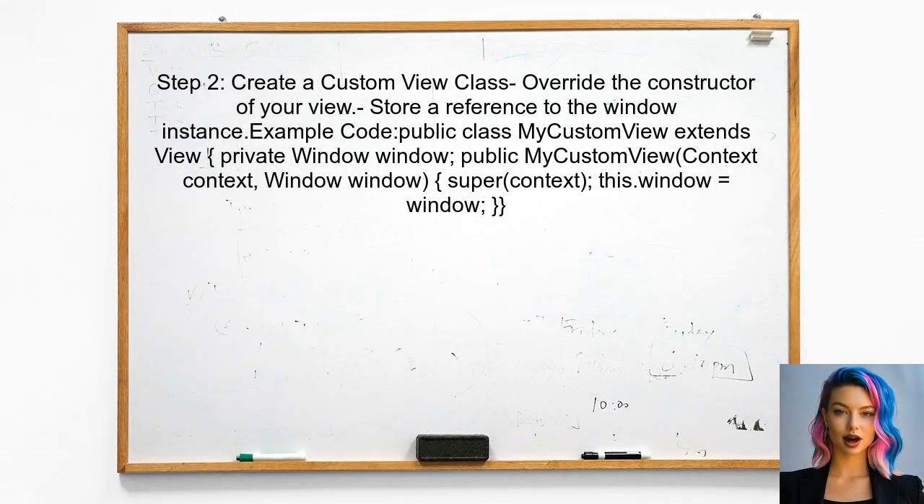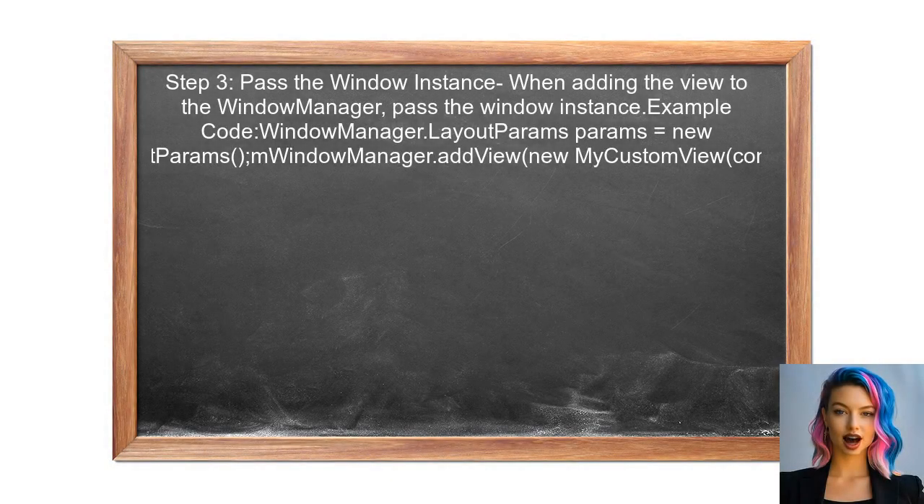Next, the user can create a custom view class that holds a reference to the window instance. This can be done by overriding the constructor of the view and storing the window reference. After creating the custom view, the user should ensure that they pass the window instance when adding the view to the window manager. This way, they can access the window instance later.